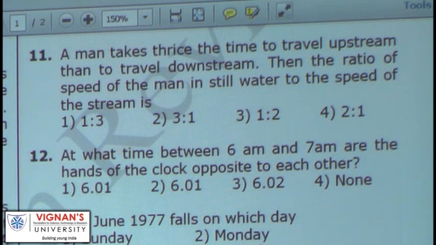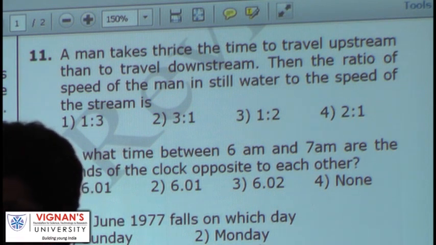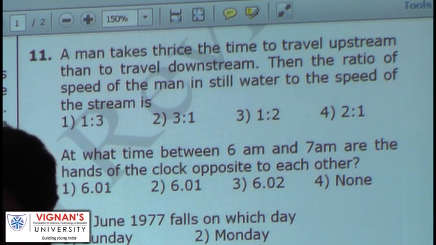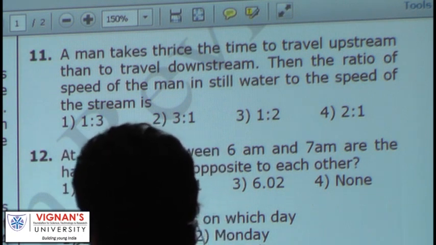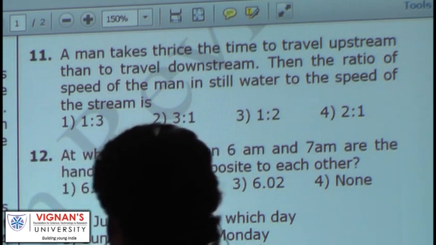When this ratio is asked, x is the speed of the man in still water, y is the speed of the stream. x plus y is the downstream speed, x minus y is the upstream speed. He is asking the ratio between x and y. If that ratio is asked, simply x by y, speed of the man in still water to the speed of the stream, is 3 plus 1 by 3 minus 1.